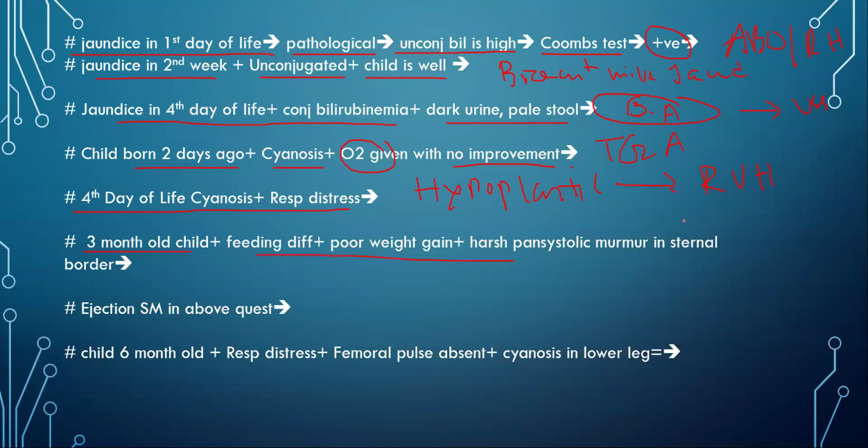3-month-old child, feeding difficulty, poor weight gain, harsh pansystolic murmur. What is it? It can be any of them. So 3-month-old, poor weight gain and murmur. Did the child have cyanosis? No. If it is not cyanotic, it's not TOF. So harsh pansystolic murmur is VSD. Same patient having ejection systolic murmur, that's ASD.